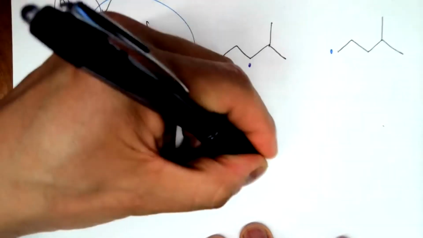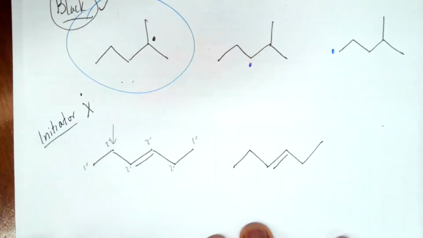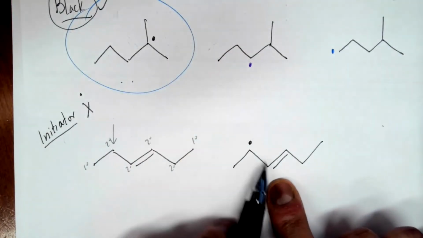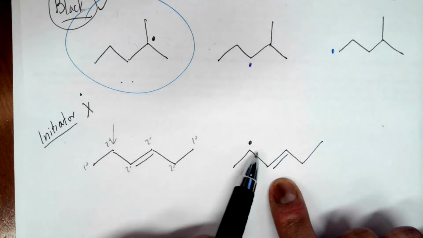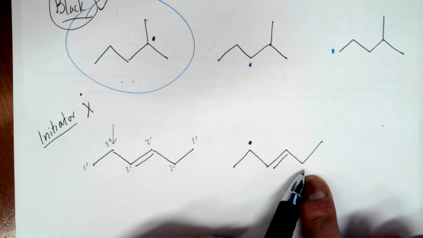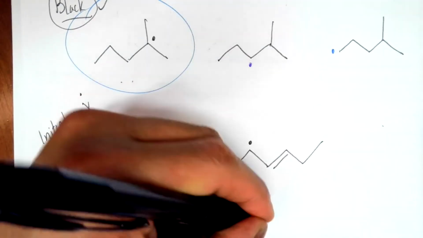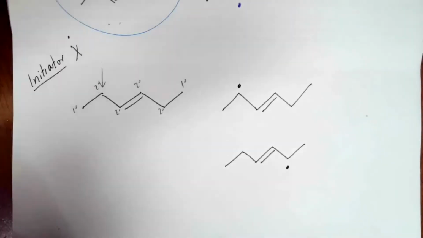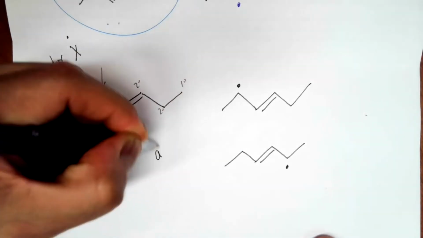Guys, if you remove it here, this one will be conjugated. You see it? You form the radical there. Your radical is conjugated. You see? Radical, single, double. So it is conjugated. What about this side? Is this also conjugated? Yes. If you do it on the other side, that's also conjugated. This is what we call the allylic position.